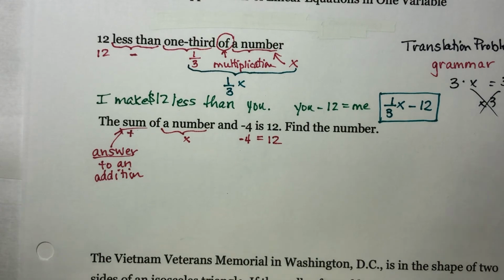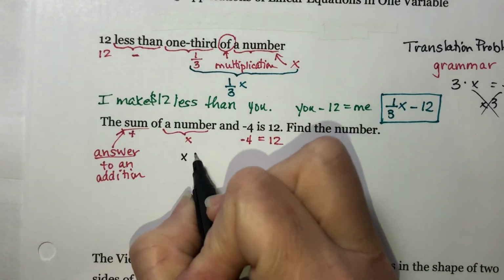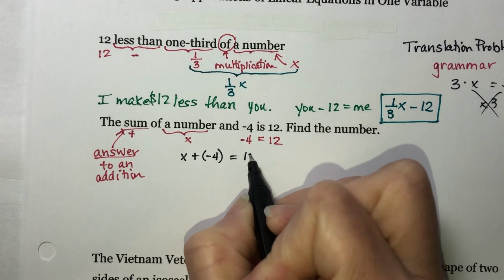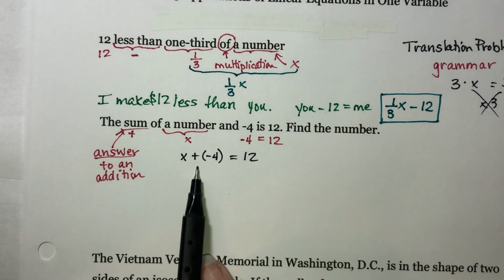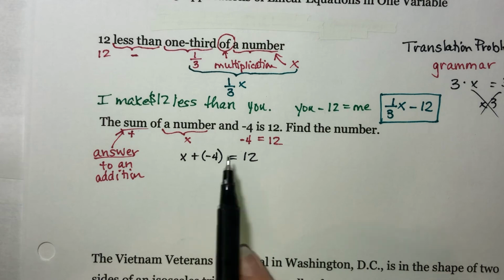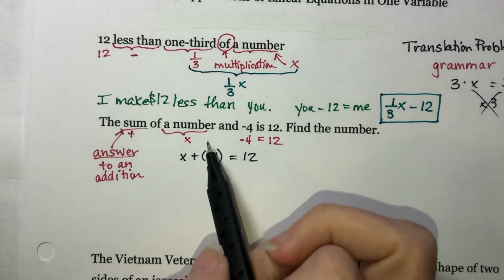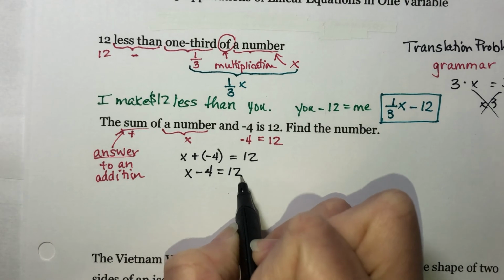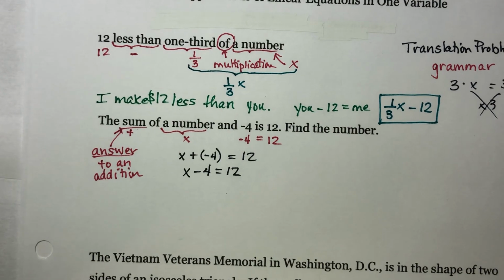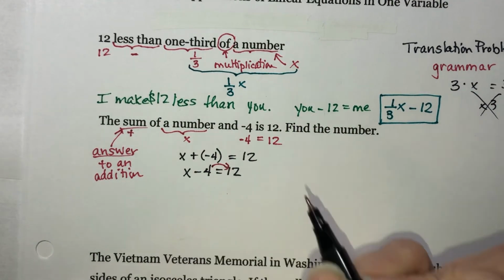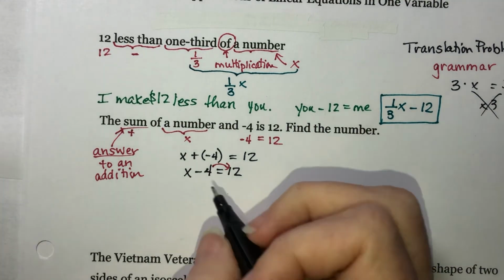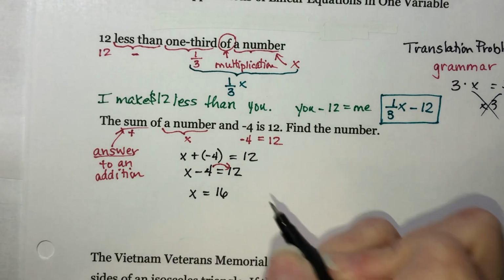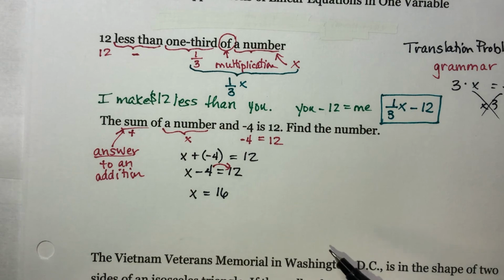So what we have here is x plus negative 4 equals 12. So the sum of a number and negative 4 is 12. Now we need to solve this. Plus a negative 4 is the same thing as x minus 4 equal to 12. Now what I need to do is move this over to the right, and I do that by adding 4 to both sides. And I end up with x equals 16. And that's the answer I will be looking for.